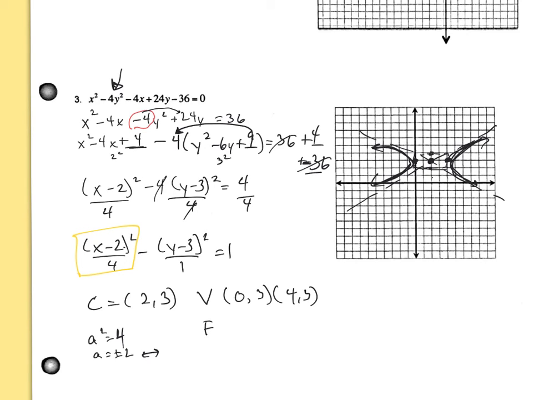Let's do the focal points. We need c squared. So c squared is equal to a squared plus b squared. So that's already 4 plus 1, right? That comes from here. So we have c squared equals 5. So c is plus or minus square root of 5. This has to be added and subtracted from the x value.